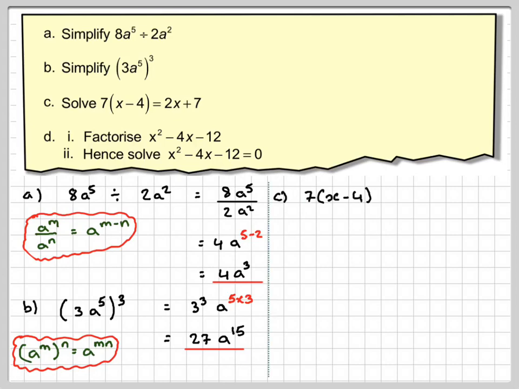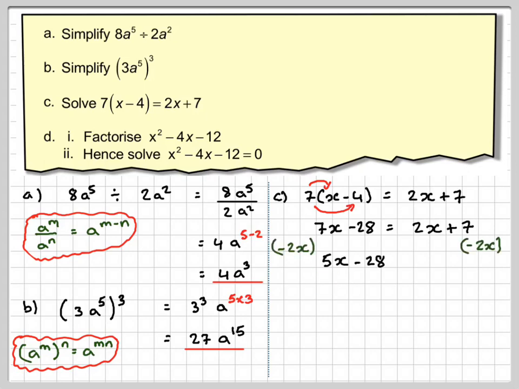Solving the linear equation, we've got 7 brackets x minus 4 is equal to 2x plus 7. First step would be to expand the bracket, so we get 7x minus 28 is equal to 2x plus 7. Then I like to look at the 7x and the 2x, see which is the smallest. The smallest is 2x. So if we take away 2x from both sides, we get 7x minus 2x, which gives me 5x minus 28 on this side. And this side I'm just going to get 7.